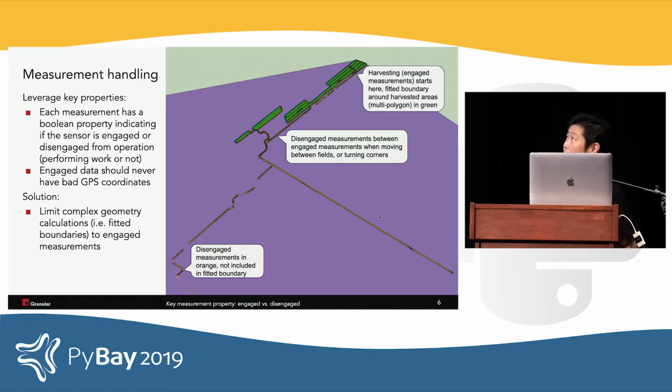And using that property and analyzing the bogus data, we notice that it's only in the data that is disengaged from operation. So it's not actually harvesting corn at that point. So we can differentiate disengaged points from the engaged, which are here shown with a boundary around it. So the solution is to limit our complex geometry calculations to just the engaged data. And the disengaged data, we just leave it as point data.